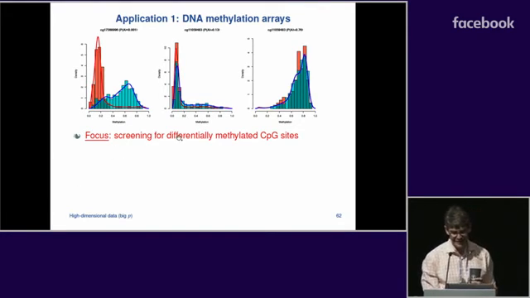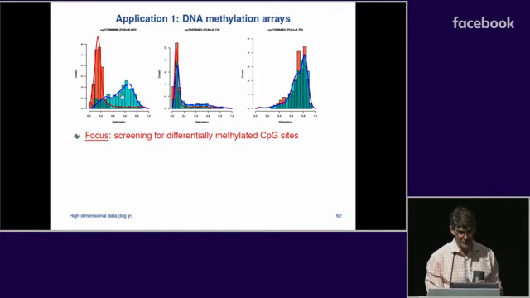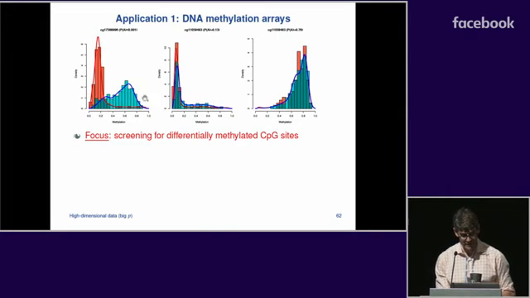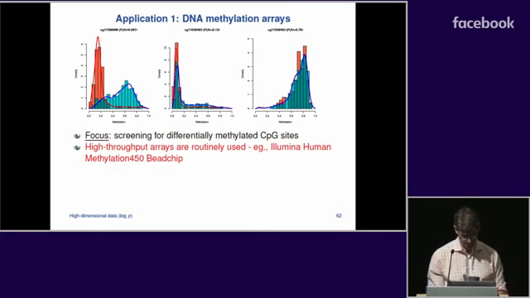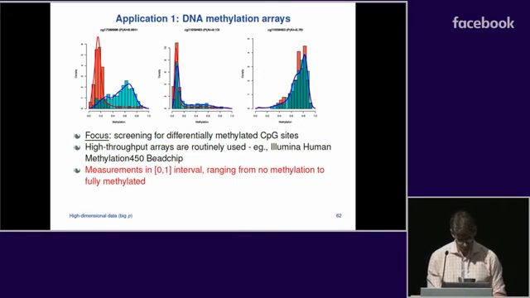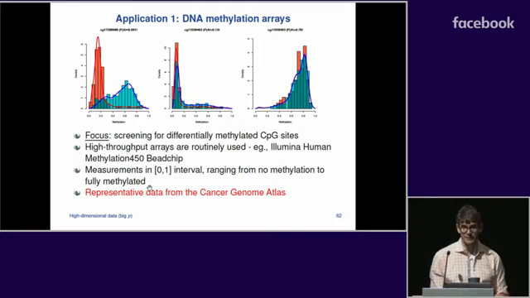What we'd like to do is identify differentially methylated CpG sites, and there's a ton of them. But if we zoom in at any given location, say these are the densities of DNA methylation for people with two different subtypes of cancer, then we see that the densities are quite non-Gaussian, quite multimodal and strange looking. So how do we develop some sort of scalable Bayesian statistical method? Here the measurements are in a 0-1 interval, ranging from no methylation to fully methylated, and the data is from the Cancer Genome Atlas.